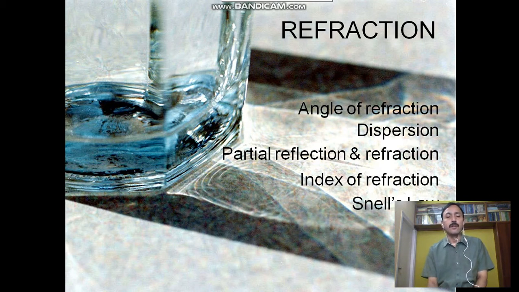Actually, we will study refraction of light through the plane and spherical surfaces of transparent media. We know light has a maximum speed of 3 into 10 to the power 8 meter per second in free space or vacuum, and it travels with different speeds in different media. It travels faster in air than in water or in glass. The speed of light is 3 into 10 to the power 8 meter per second in air or in vacuum. In water, it is 2.25 into 10 to the power 8 meter per second. And in glass, 2 into 10 to the power 8 meter per second.